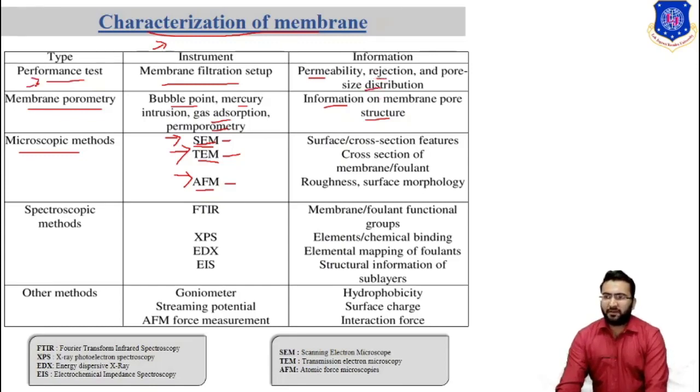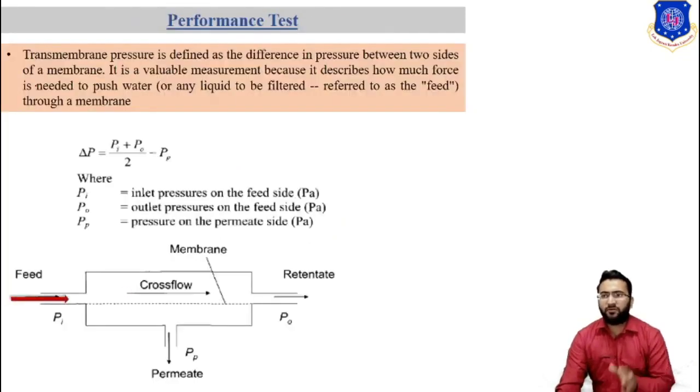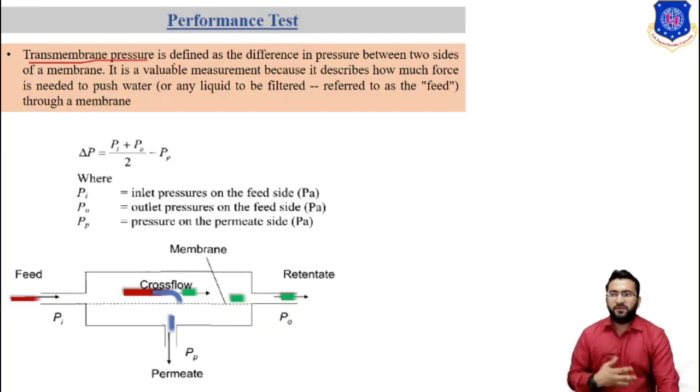So let's first discuss the performance test for characterization of membrane. But before going to the performance test, let's understand a basic definition such as transmembrane pressure, which is useful to find out permeability, rejection and various factors. Transmembrane pressure is defined as the difference in pressure between two sides of the membrane. It is a valuable measurement because it describes how much force is needed to push the water or any liquid or solvent to be filtered, such as the feed, through the membrane.